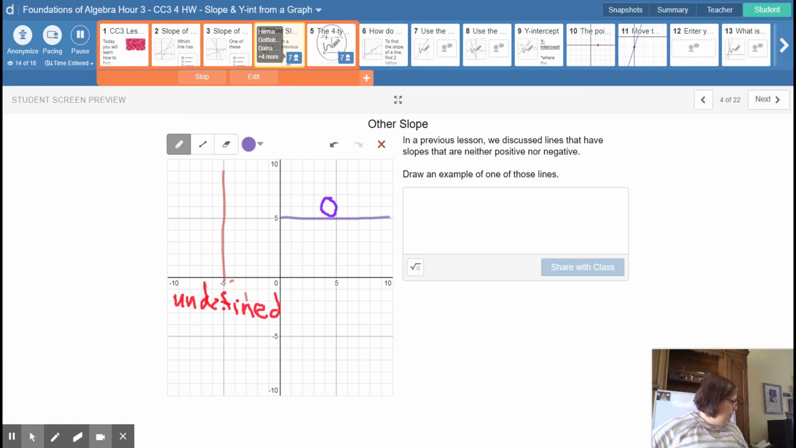Good, Davon, those are good. Good, Martez. Some of you put them right on the X and Y axes. That's just fine.